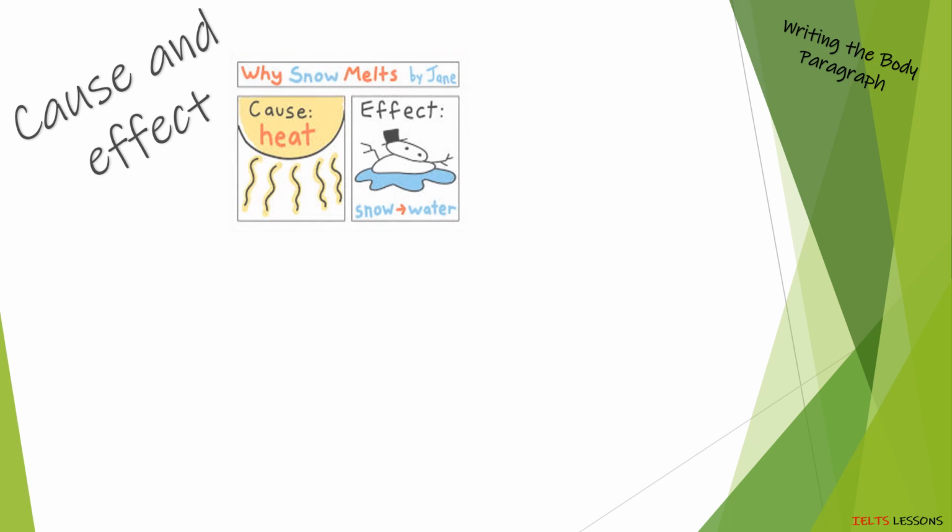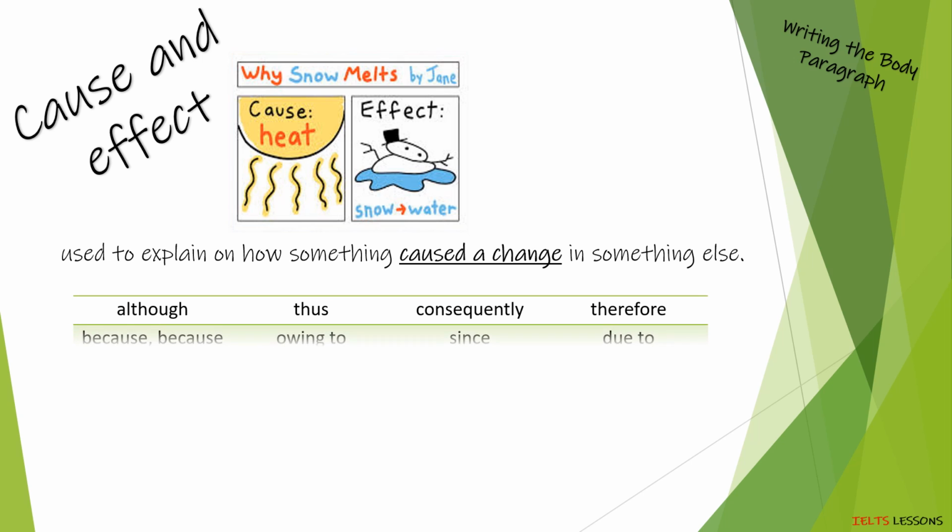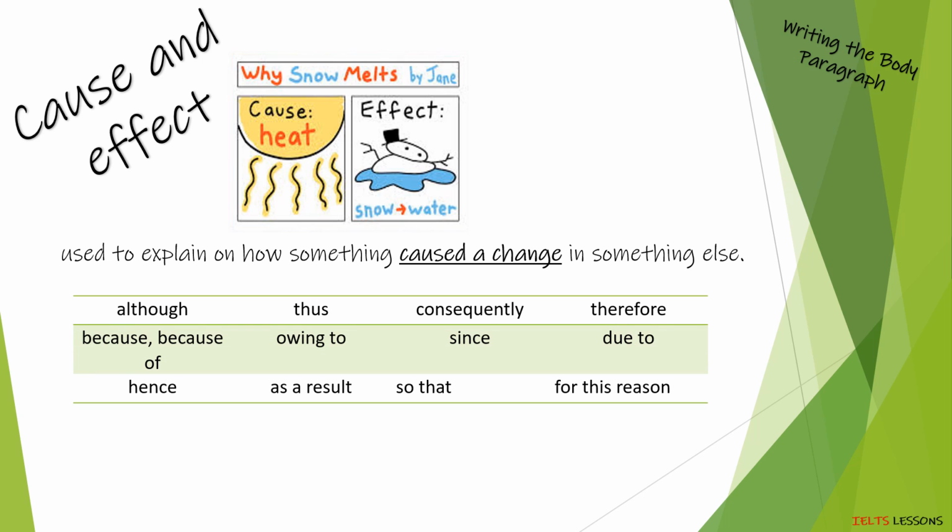is the transition words that describe cause and effect. Cause and effect transition words and phrases are used to explain how something caused a change in something else. And here below are the transition words and phrases to describe this one.